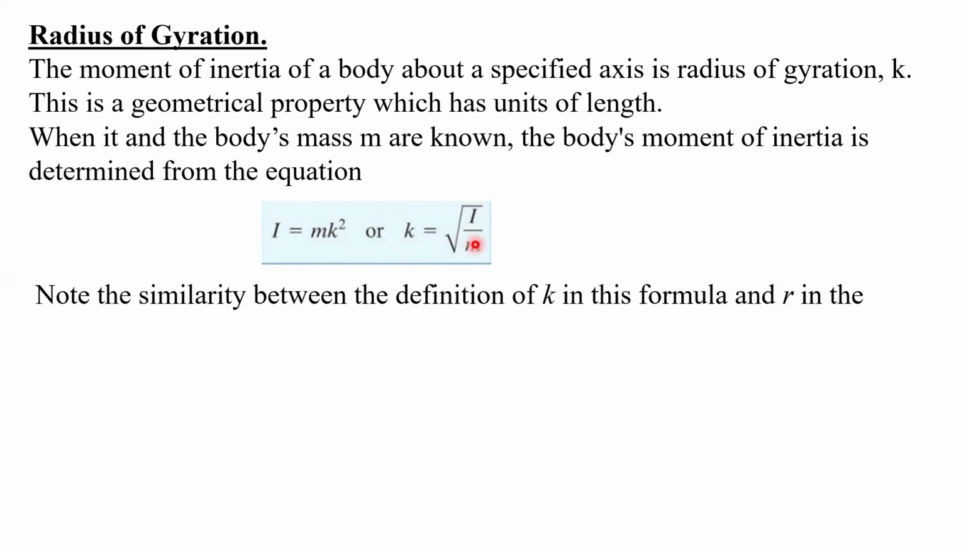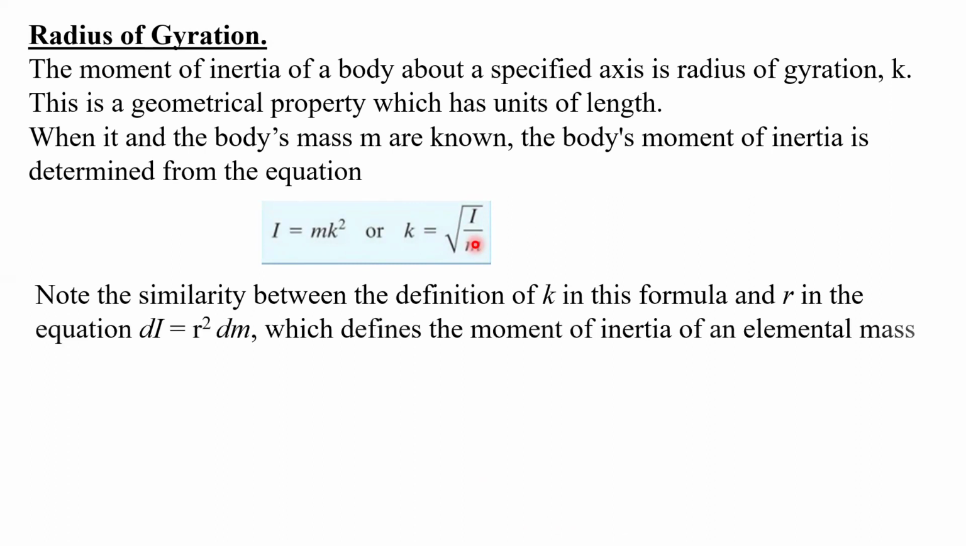Note the similarity between the definition of k in this formula and r in the equation I is equal to the integral of r squared dm, which defines the moment of inertia of an elemental mass dm of the body about an axis, before we now integrate.